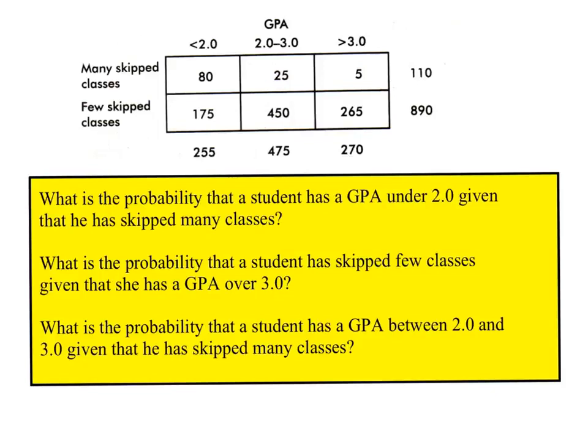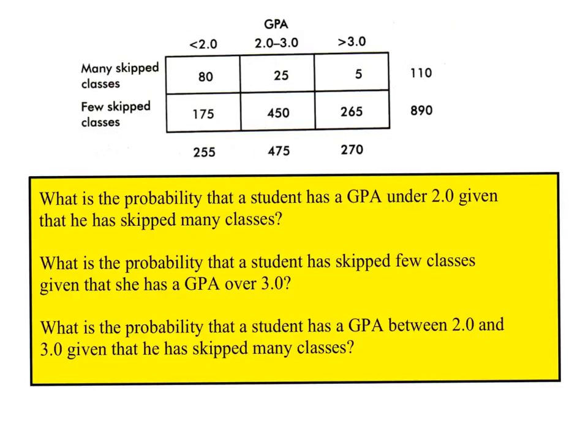I want to go back to the table I looked at in a previous video, and now you do some work with it with some conditional probabilities. So again, you can see the GPA breakdown of these college students along the top. You see their attendance breakdown here. What's the probability a student has a GPA under 2 given that he has skipped many classes?